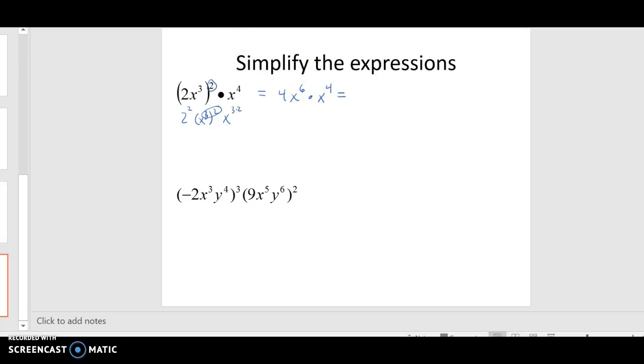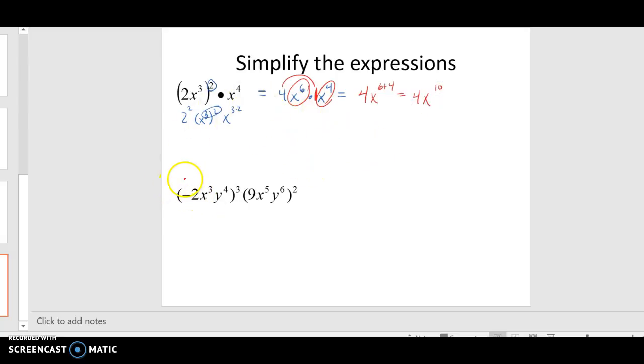So technically, the number in front of x to the 4th right now is 1. So this 4 times 1 is 4. But when I multiply these bases of x, I'm going to get x to the, now I add the exponents. So that would give me 4x to the 10th.